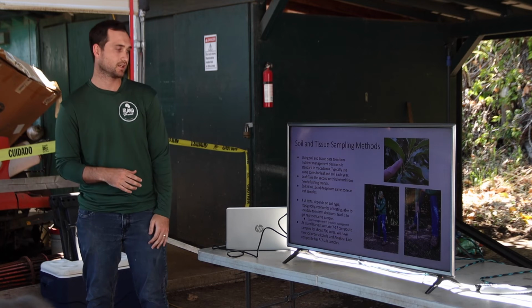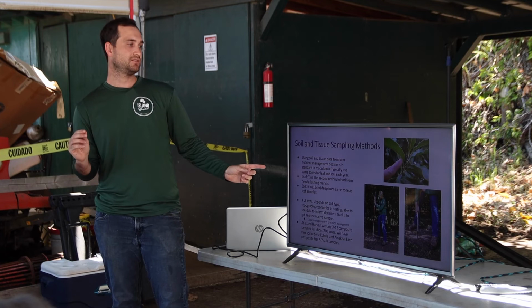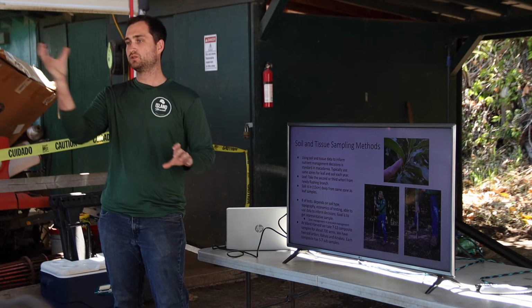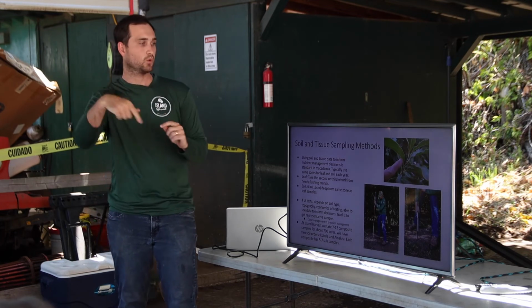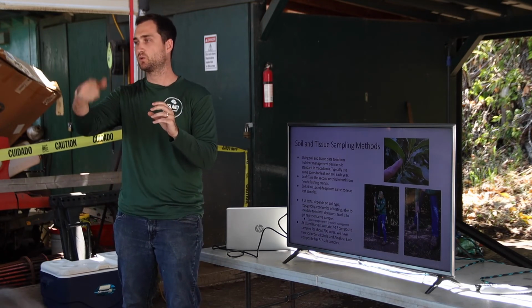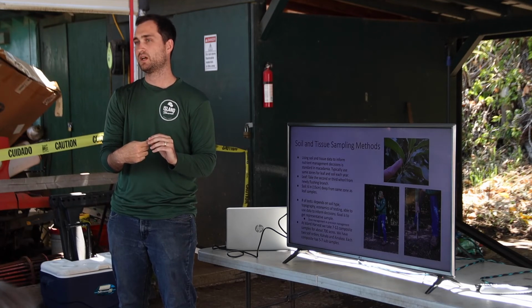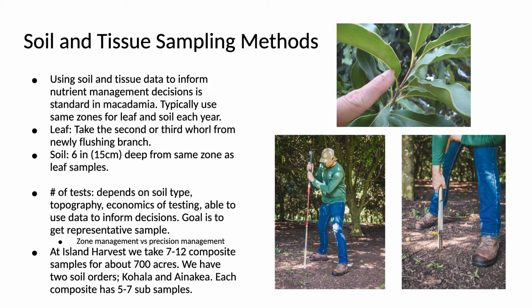I think some people do more, especially for tissue. For tissue sampling, what you're looking for is a newly flushing branch, a new branch that's fully flushed, and you take the second or third whorl. There's usually 3 leaves on a whorl. So the second one down or the third one down. We usually take the third one, and then we just stay consistent. We always take the third whorl. Don't go between second and third. Try to be consistent so that the data you're collecting stays the same over years.